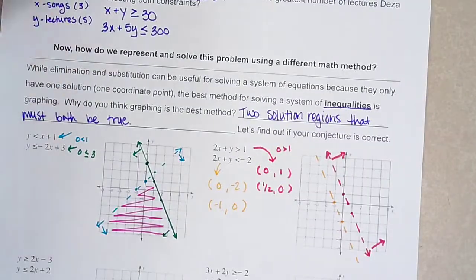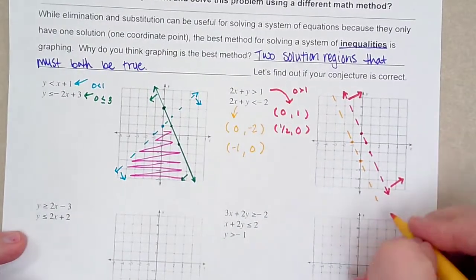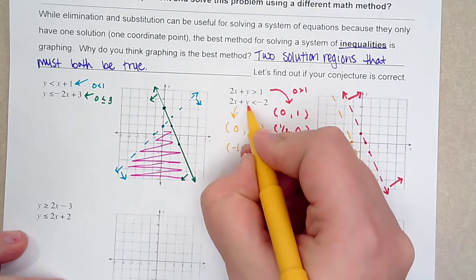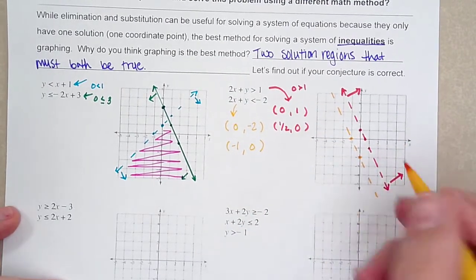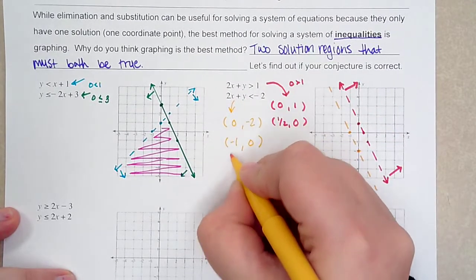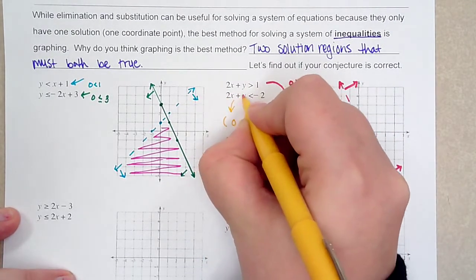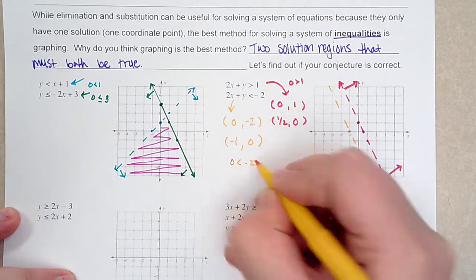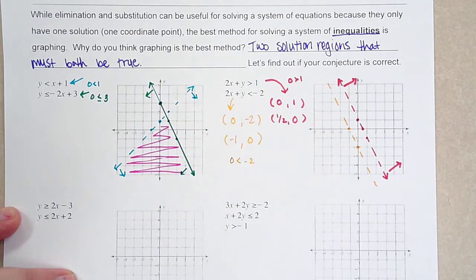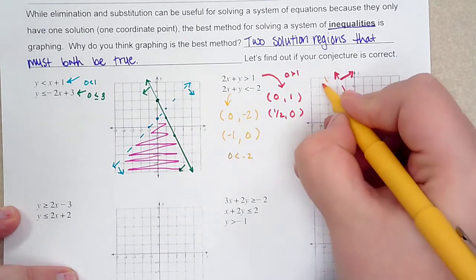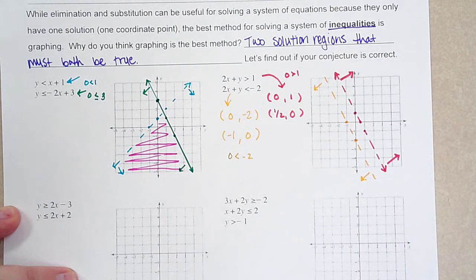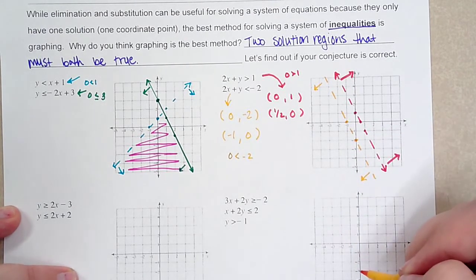All right. And then I'm going to check, of course. So plug in 0, 0. Do I shade up or do I shade down? In this case, when I plug in 0, 0 plus 0, 0 is less than -2. Hey, that is not true. 0 is greater than -2. So I'm going to shade this way. I'm going to shade away from that 0.